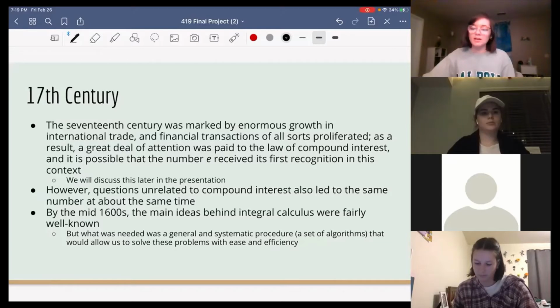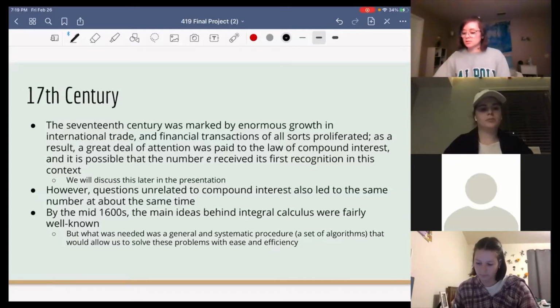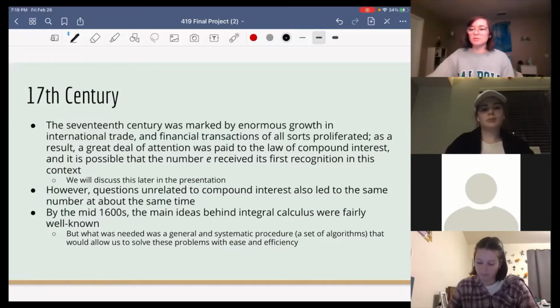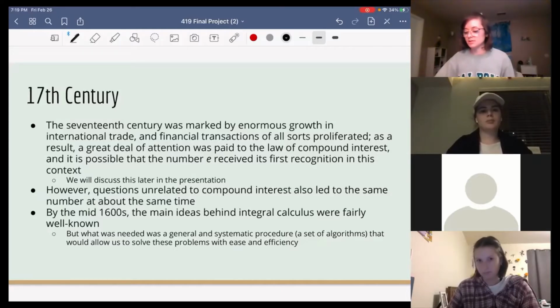However, questions unrelated to compound interest also led to the same number at the same time in subjects such as calculus. So by the mid-1600s, the main ideas behind integral calculus were fairly well known. But what was needed was a general and systematic procedure, or a set of algorithms, that would allow us to solve these problems with ease and efficiency.